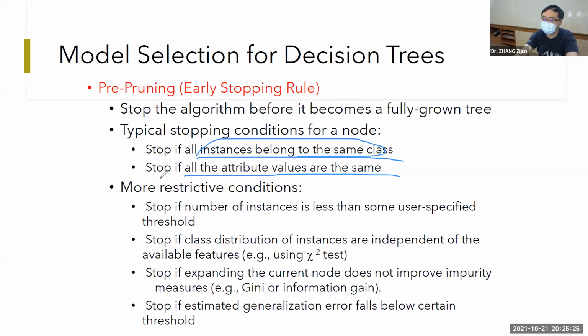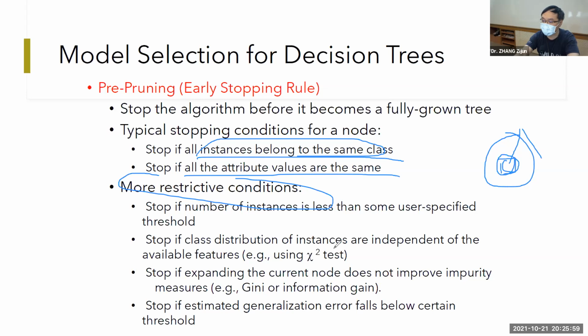And we can have more restrictive conditions. We stop if the number of instances is less than some user-specified threshold. That means you have very few samples to check the impurity of the node. For example, the number of instances contained in this node is just 1 or 2. Then that is not representative enough. Then this node becomes unnecessary, meaningless, too specific. You don't have sufficient data to verify your hypothesis made on this node.